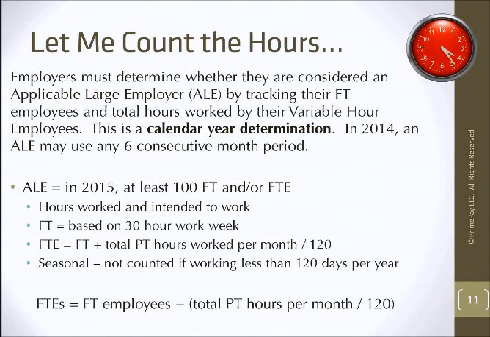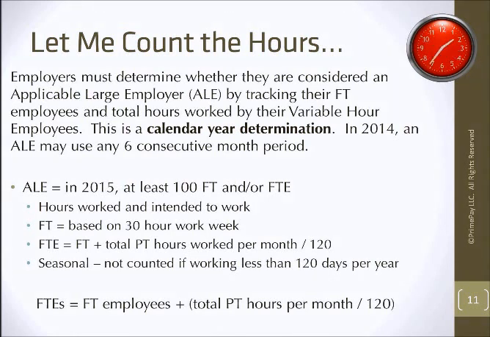Now, for the 2015 plan years, which affects 100 plus, right? So 100 plus full-time employees and/or equivalents. In 2014, an applicable large employer may use any 6 consecutive month period to determine whether they are going to be considered a large employer. So as you look at this, just break it down: the applicable large employer in 2015, so at least 100 full-time and/or full-time equivalent employees.